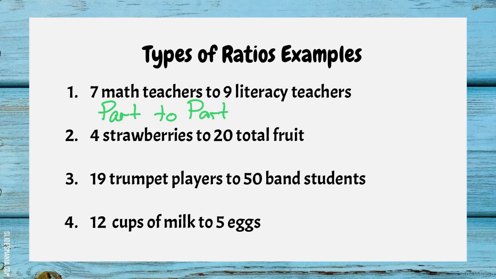Okay, if I had 4 strawberries to 20 total fruit, well, the word total is going to be a key there, that it's a whole amount. So part of it is strawberries to the whole amount of fruit.